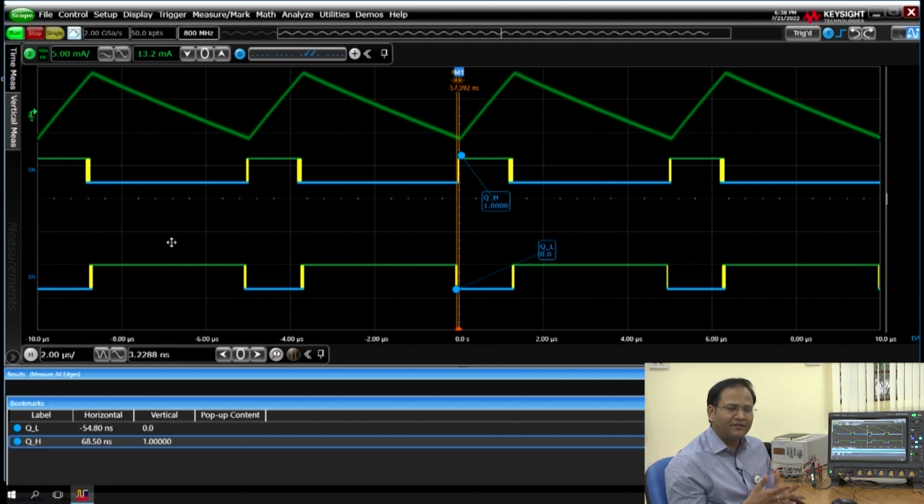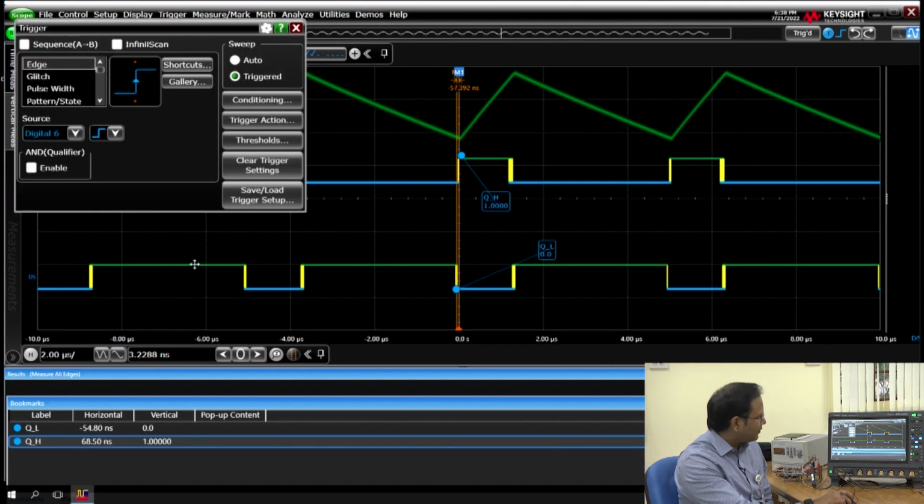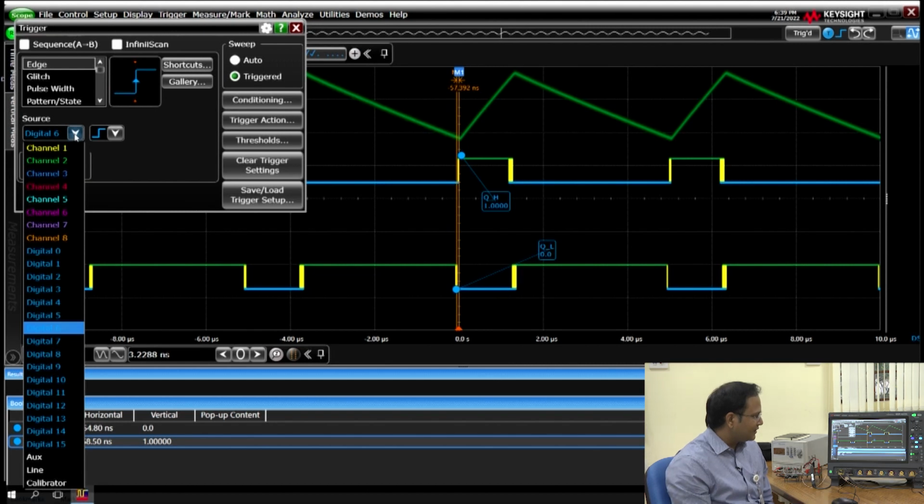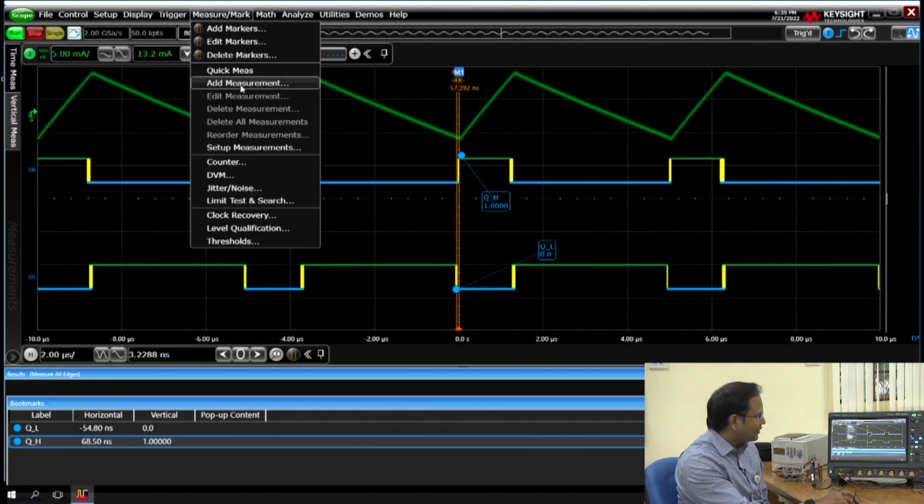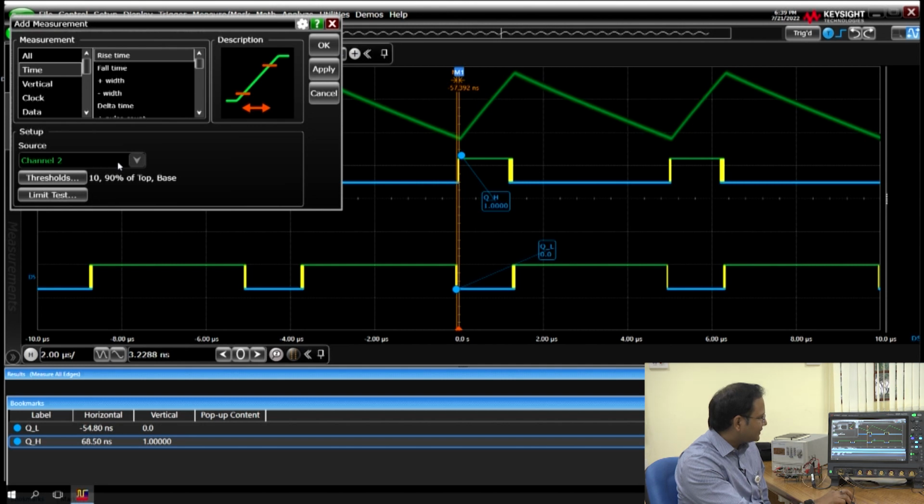There are a couple of triggers that can be done on the specific channels. From the trigger menu, you can simply set up the type of triggers that can be done on a digital channel or on the analog channels. So you can choose a combination on which you want to trigger. Along with that, you also have the multiple measurements which can also be selected on the specific channel respectively.